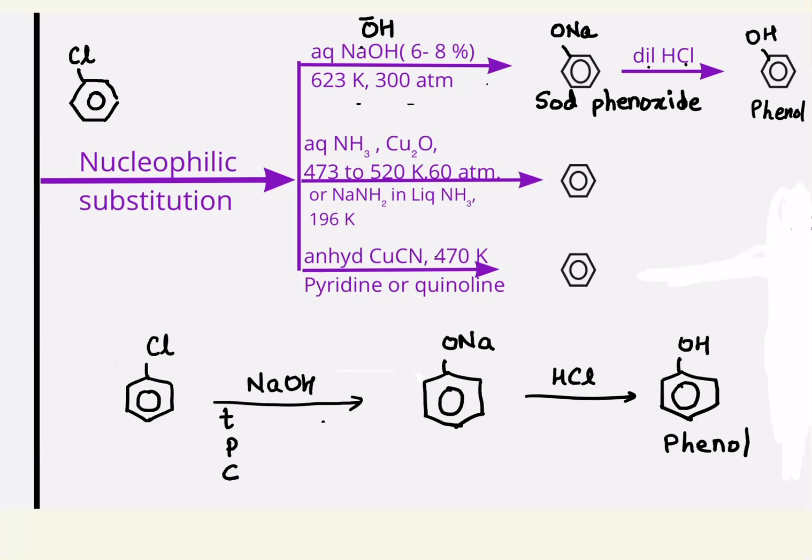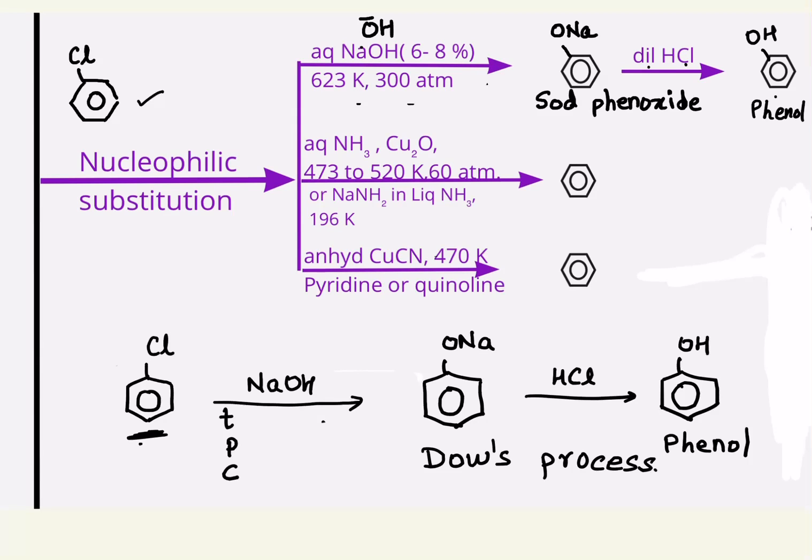Both the structures are same. There's no difference. It's just that when we do it online, when we do it digitally, this looks more easy and presentable, right? Since we are used to writing it by hand like this, that's why I'm showing the reactions over here, right? This reaction is the basis for the Dow's process in order to manufacture phenol, right?